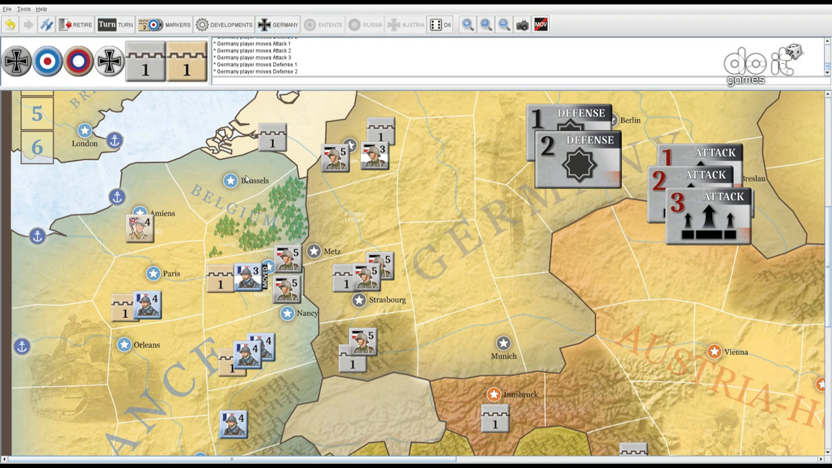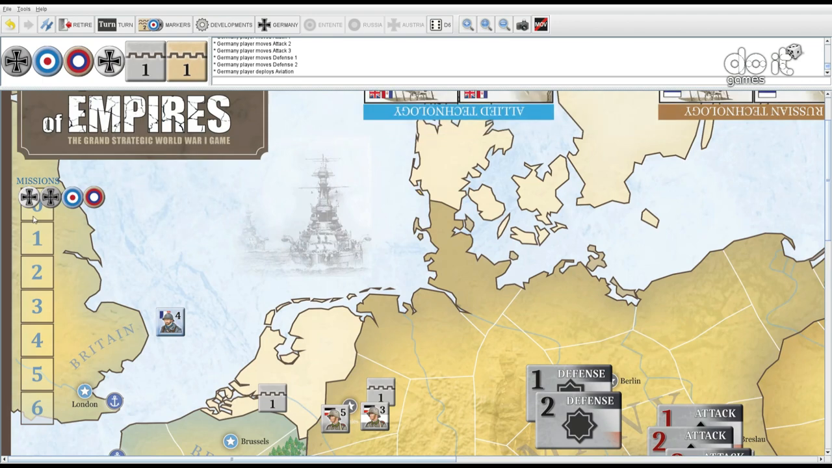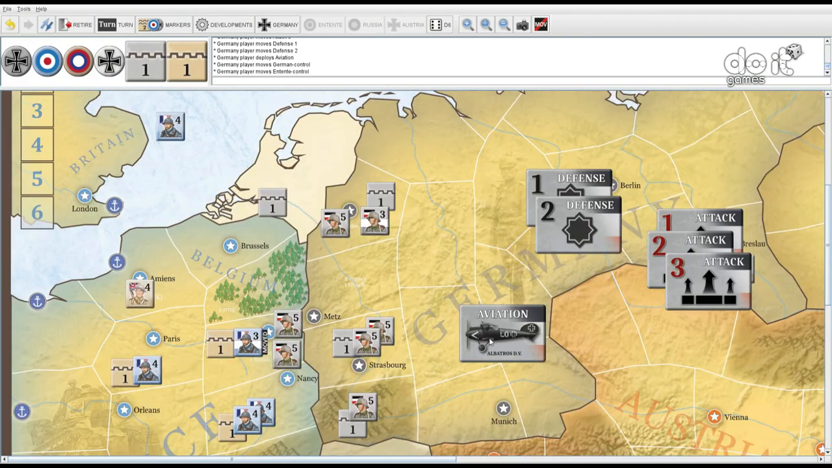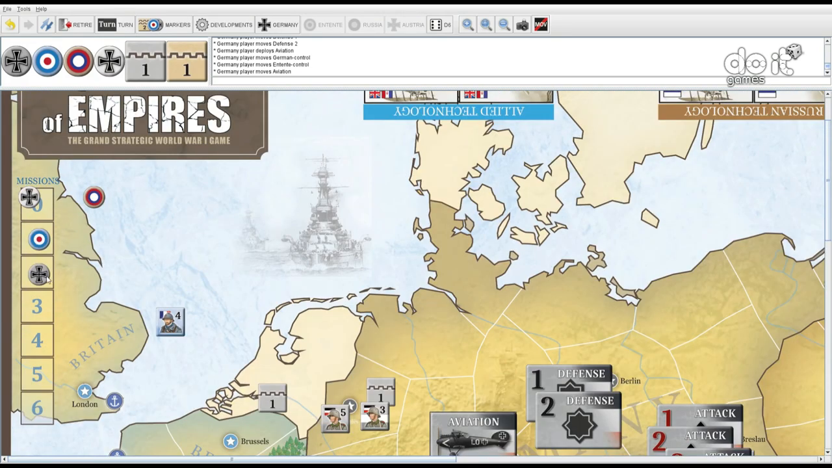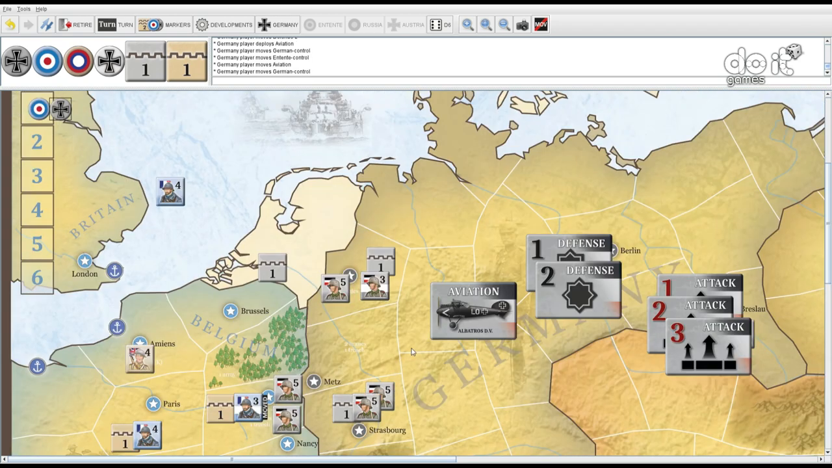Let's see another technology, which is aviation. Aviation can only be used by the attacker, and spending one mission. I will tell you later how to create missions. So imagine that this is the initial situation. The Germans say, okay, I have the aviation, so I spend one mission and I will have +2 in the combat.